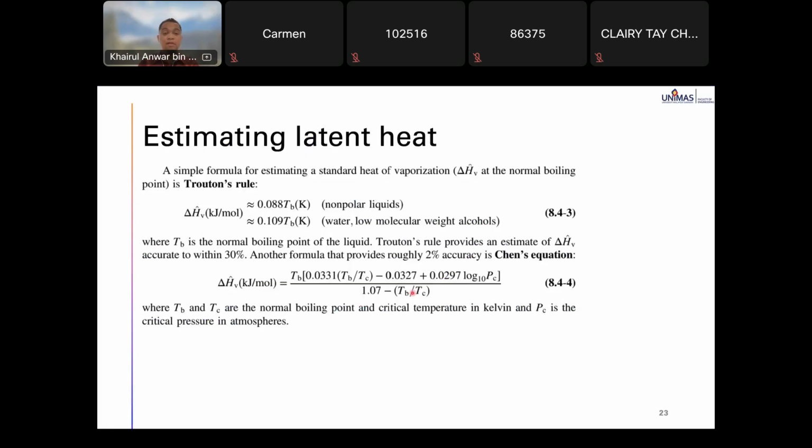For a simple formula for estimating a standard heat of vaporization, delta Hv at the normal boiling point, use Trouton's rule: delta Hv approximately 0.088 Tb, where Tb refers to boiling point, in Kelvin. That one is for non-polar liquids. For water or low molecular weight alcohol, you use this approximation. Trouton's rule provides an estimate of delta Hv accurate to within 30%.